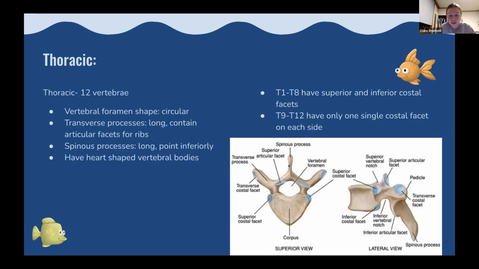So moving on to the thoracic, there are 12 thoracic vertebrae, and their transverse processes are long, and they contain articular facets for the ribs. So that's something unique to the thoracic vertebrae. And their spinous processes are long and point inferiorly. They also have heart-shaped vertebral bodies, as you can see just here. T1 to T8 have a superior and inferior costal facet, while T9 to T12 only have one single costal facet on each side.